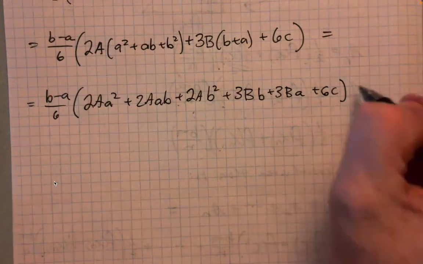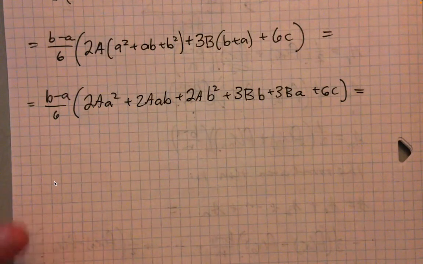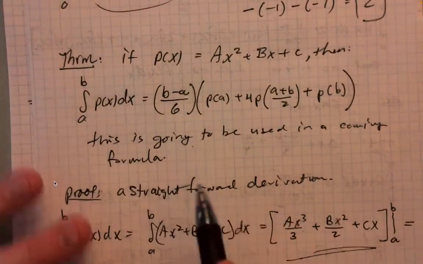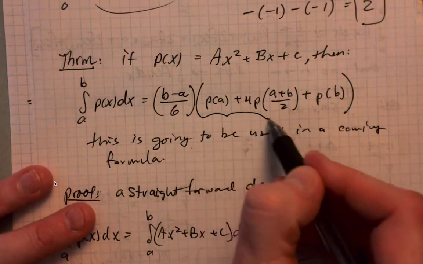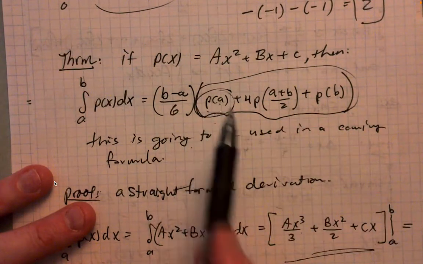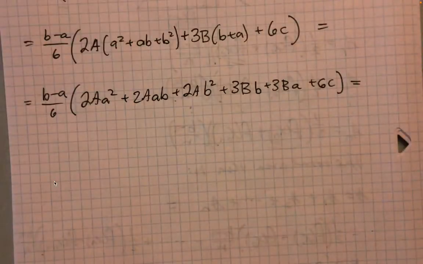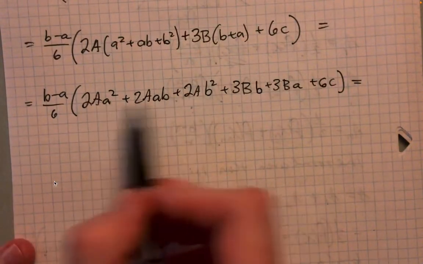Now, the next step can be a little bit hairy, but basically what you want to do is group everything together, because remember, what we're trying to get to is this polynomial here. We're trying to get to this grouping here. This is what we're targeting. We want P evaluated at A, P evaluated at B, and then this piece in the middle. And so what we can do is pull some of these apart.